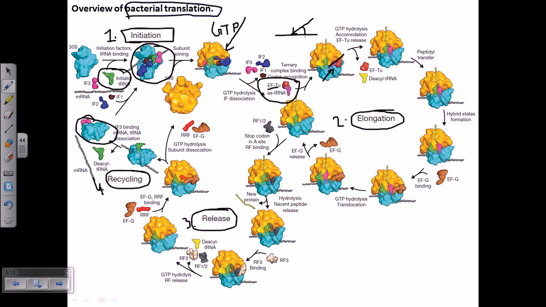Once it is bound at this 45 to 60 degree angle, EF2 is released, and the release of EF2 using GTP hydrolysis triggers a conformational change. Due to this conformational change, the amino acyl tRNA, which was previously tilted, now becomes straight. You can see here, now it's straight. Now we have the initiator tRNA and right beside it this particular amino acyl tRNA, so they are placed parallel like that.